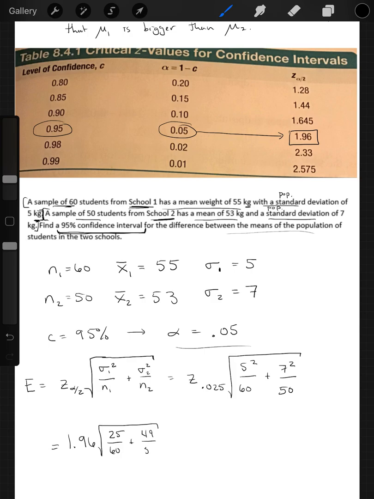And then we take this number and we plug it into our calculator. 1.96 times the square root of 25 divided by 60 plus 49 divided by 50. All right. That gets us 2.316.